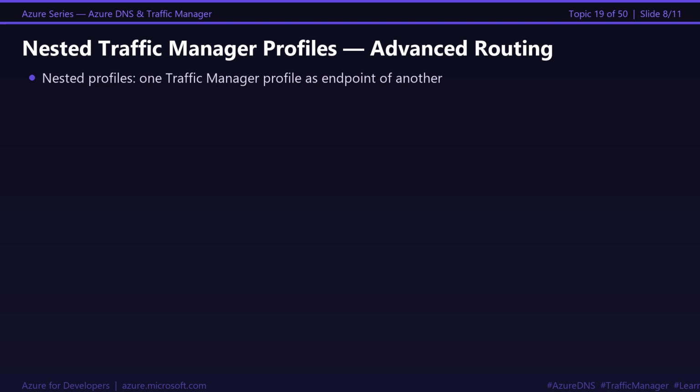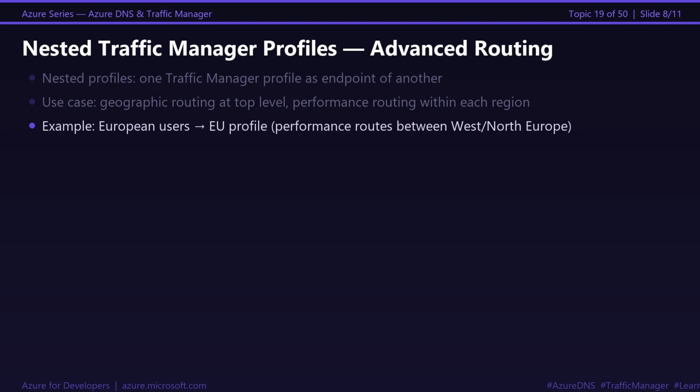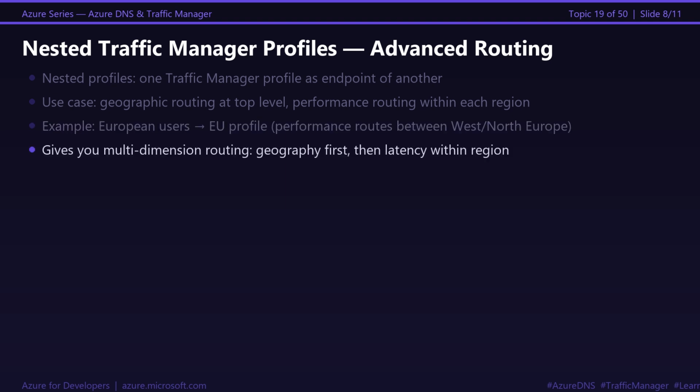Each regional profile uses performance routing. Europe profile has endpoints in West Europe and North Europe. It sends each user to whichever of those two has lower latency from their location. Result: users get geographically compliant routing and low latency within their region. One profile alone could not do this. This is how large enterprise applications handle global traffic, when they have both compliance requirements and performance requirements at the same time.